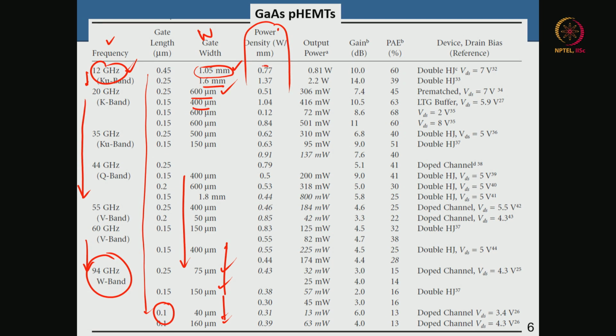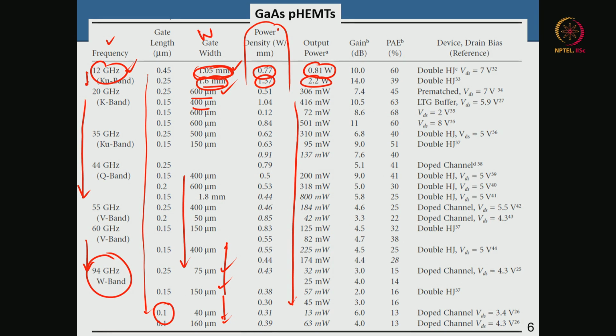So, this device gives you 0.77 watt per millimeter. You have to multiply that by 1.05 millimeter to get the absolute power that you are getting, which is 0.81 watt. Similarly, this is 1.37 watt per mm, and the periphery is 1.6 millimeter, so you are going to get 2.2 watt of power. Similarly, you can see these are all in milliwatts, those were in watts.